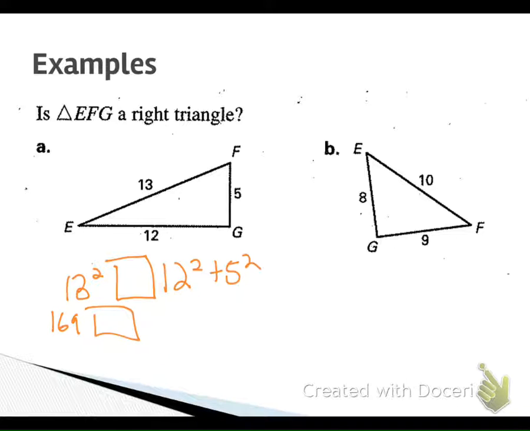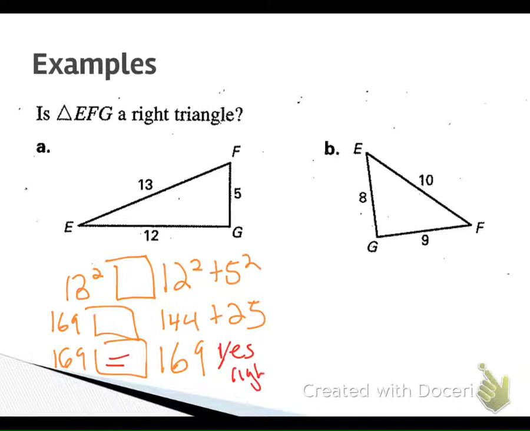Box, 12 squared? 144. 5 squared? Okay, we add 144 plus 25. What do you get? You get 169. Are they equal? Yes. So it is a right triangle. Yes. Right triangle.